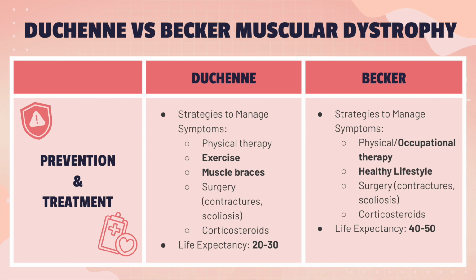In both cases, physical therapy is advised to keep the body active and in motion, surgery to treat contractures and scoliosis, as well as medication, specifically corticosteroids, to maintain muscle strength and limit disease progression. The life expectancy for Duchenne muscular dystrophy is between 20 to 30 due to its early onset and rapid progression, whereas the life expectancy for Becker muscular dystrophy is 40 to 50 due to its slow progression and late onset.